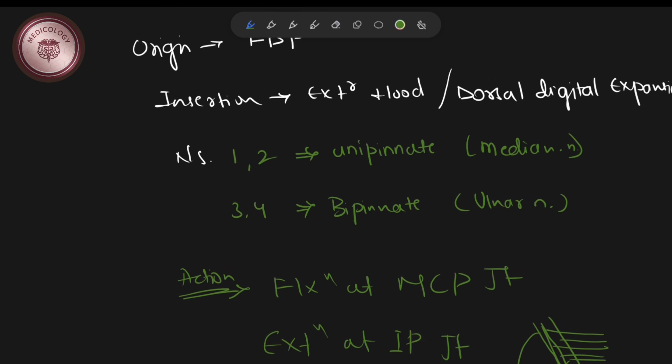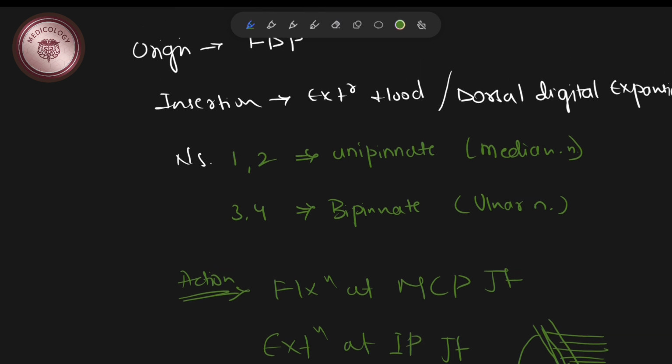So their origin is from the tendon, inserting at the tendon to the dorsal digital expansion. Nerve supply to the radial side, the thumb side, is the median nerve, and to the ulnar side is the ulnar nerve. Action: flexion at the metacarpophalangeal joint and extension at the interphalangeal joint.